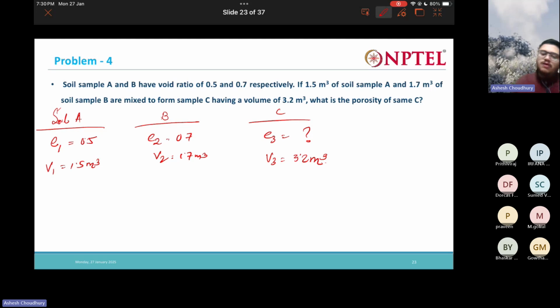So you have two soils, you have mixed them, you have got a third soil. For this mixed soil, you need to find out the porosity.